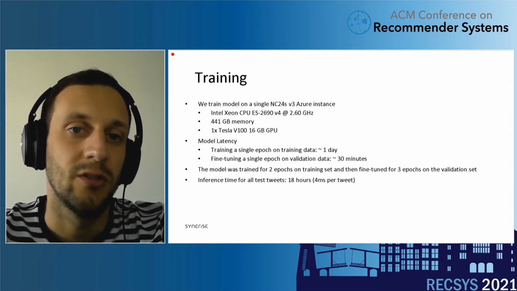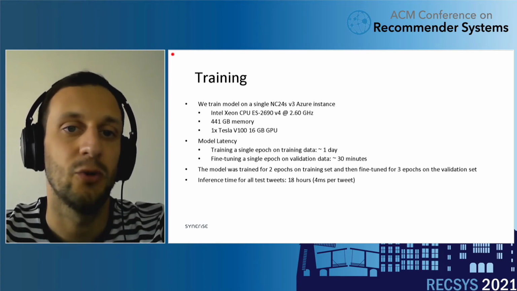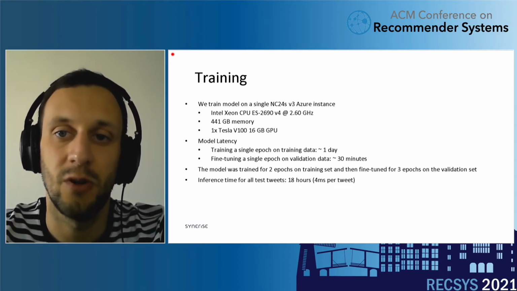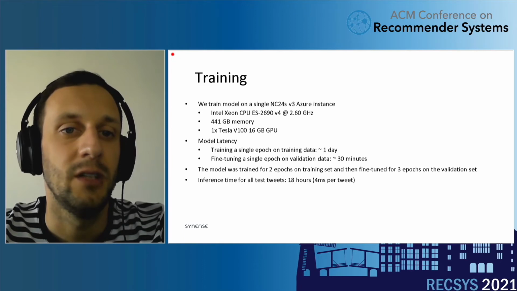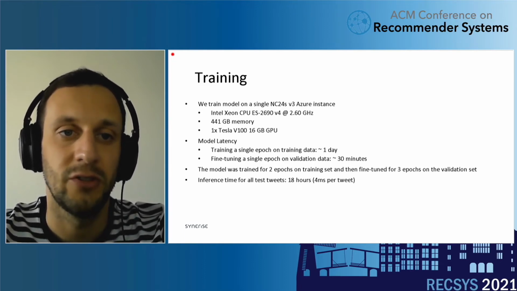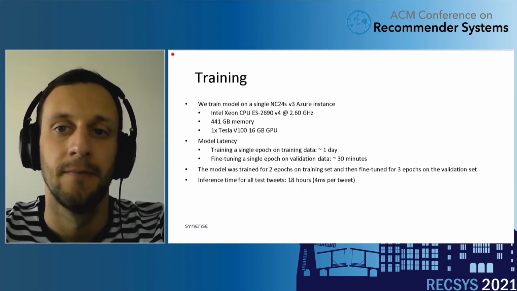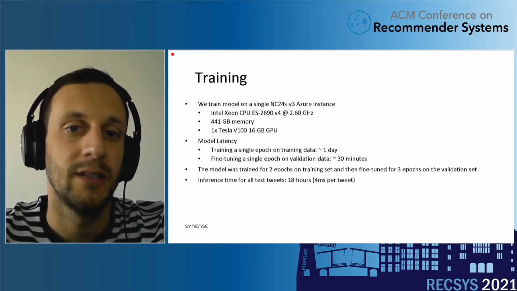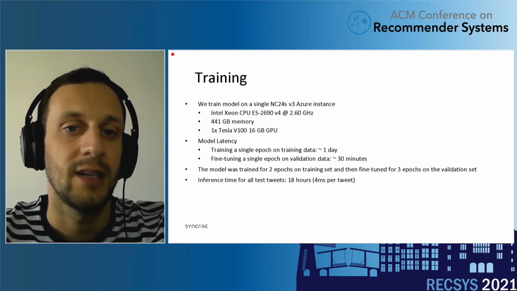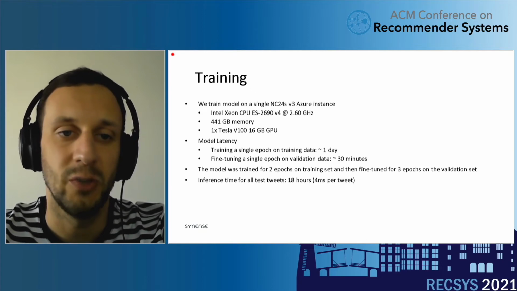We train our model on a single GPU card. Training one epoch on training data takes about 24 hours, and fine-tuning the model using the validation dataset, which is much smaller, takes about 30 minutes per epoch. Our final model was trained for 2 epochs on the training set, and then fine-tuned for 3 epochs on the validation set. The model is very efficient and meets the strict latency constraints within the competition. A single prediction takes about 4 milliseconds on a single CPU without the GPU card.